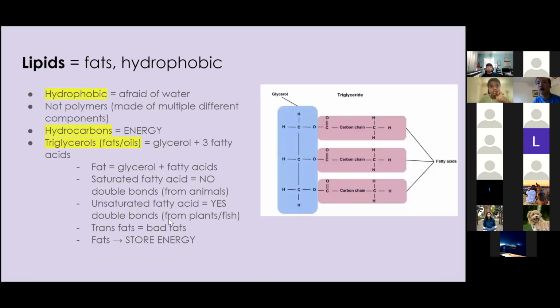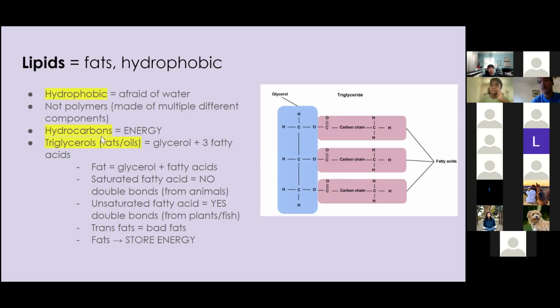Okay, so the next type of macromolecule we'll talk about are lipids, which are basically fats, and they're hydrophobic, which means that they fear water and are not water soluble. Lipids are the only macromolecules that are not polymers built from monomers, because the defining feature of polymers built from monomers is that these monomers are the same, and in lipids it's not like that, because there are different parts to a lipid that are not exactly the same. So they have different components.